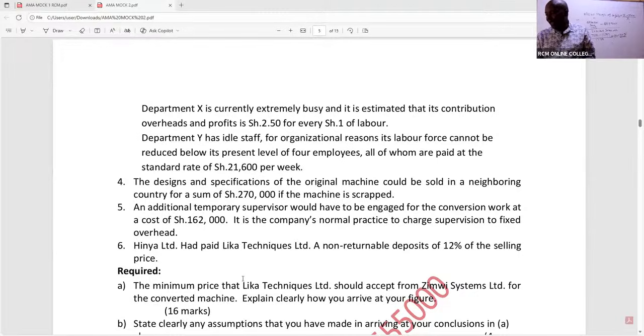What is the minimum price that Liquor Techniques Limited should accept from Zimwi Limited for the converted machine? Explain clearly how you arrive at your figure. So this is relevant costing.